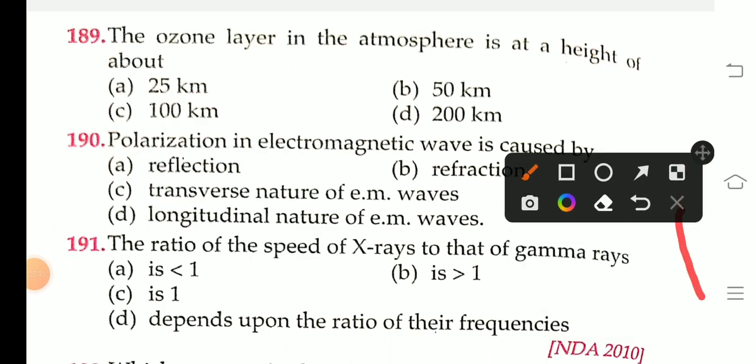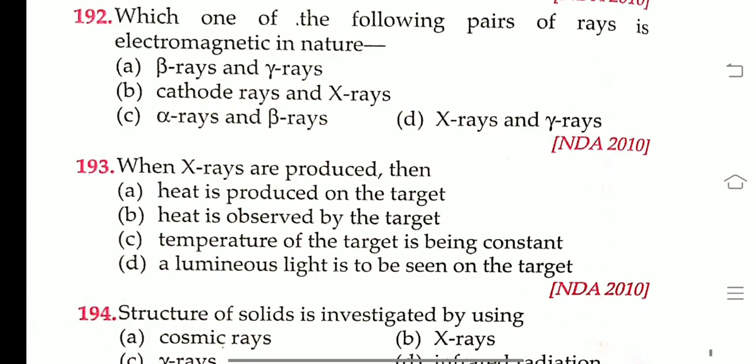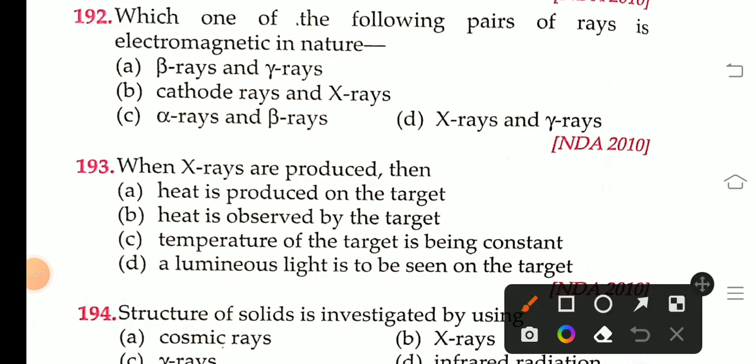Next, the ratio of the speed of X-rays to that of gamma rays. Right answer will be option C, 1. Next, which one of the following pairs of rays is electromagnetic in nature? Right answer will be option D, X-rays and gamma rays. Next, when X-rays are produced, then right answer will be C. Temperature of the target is being constant.